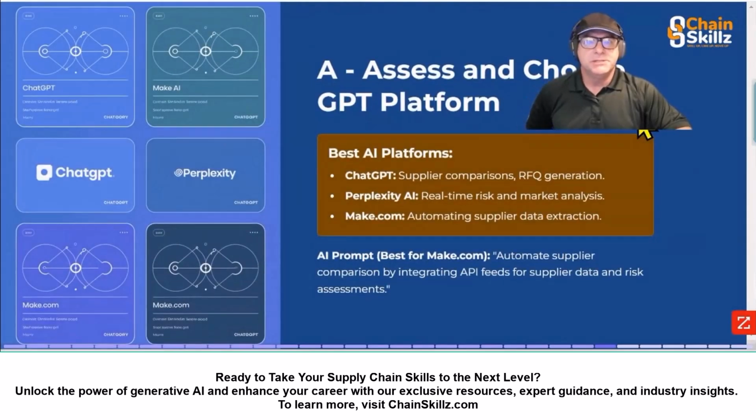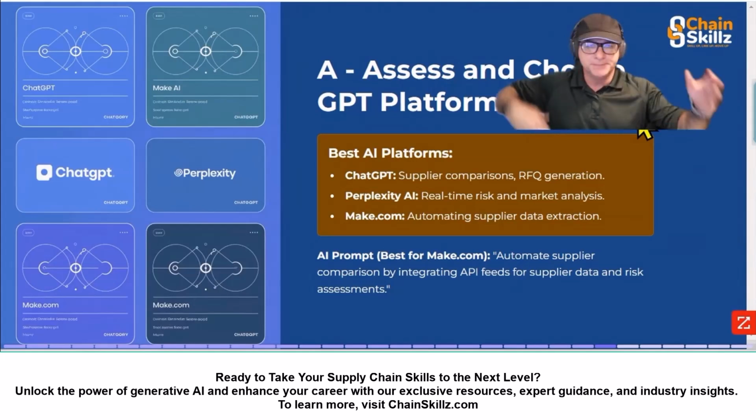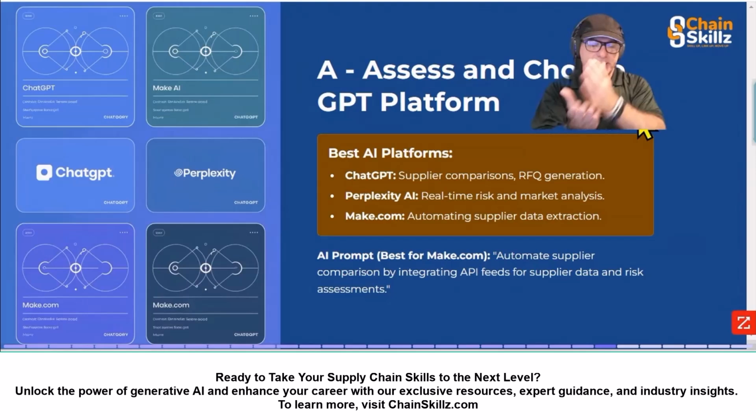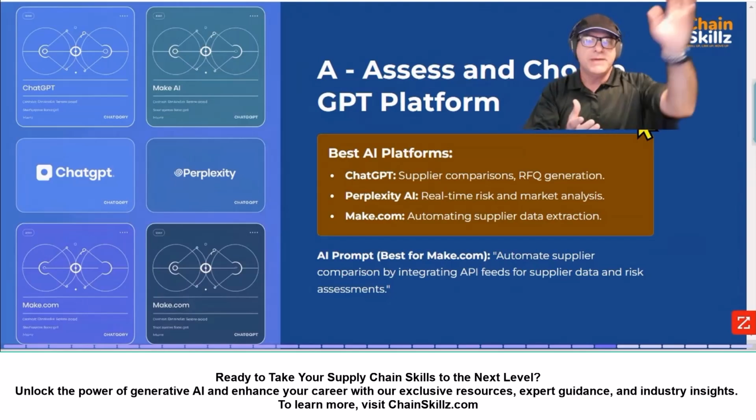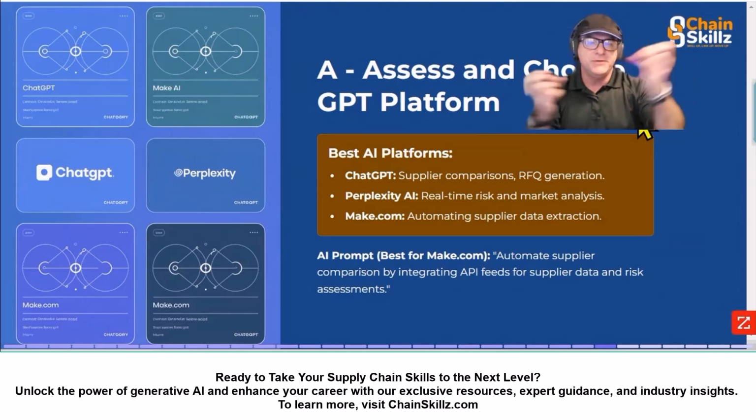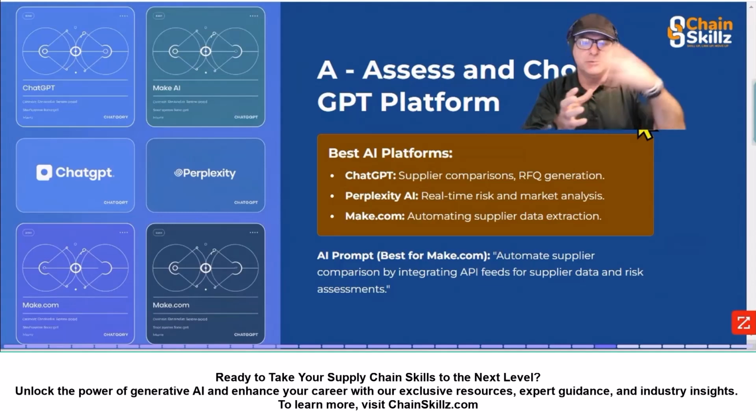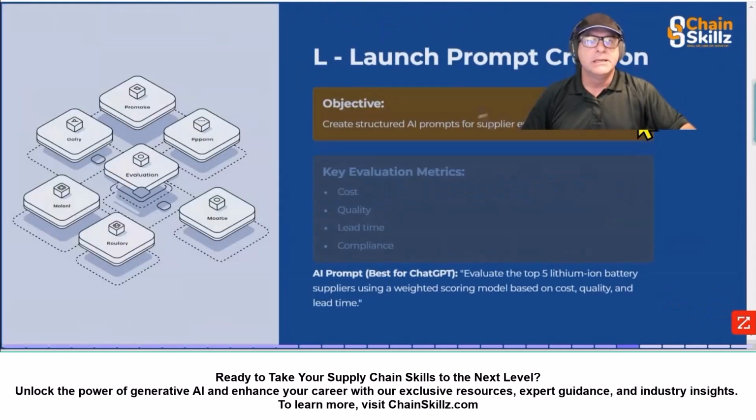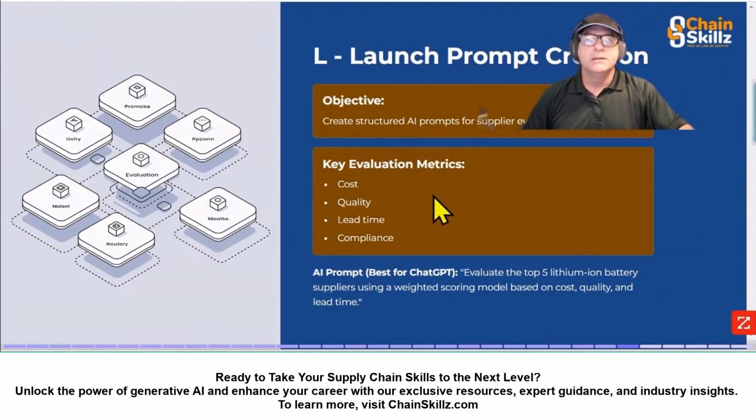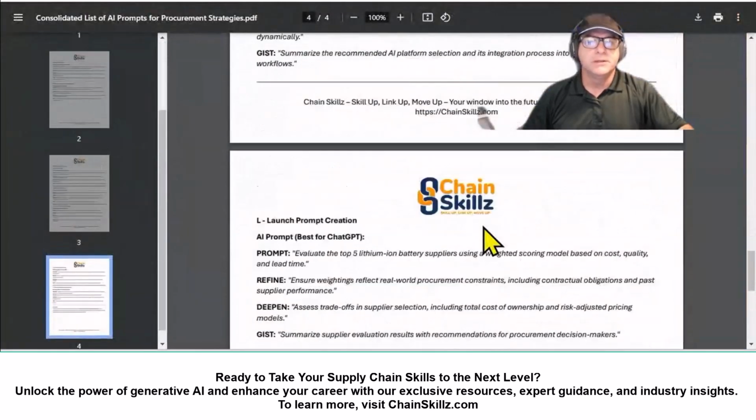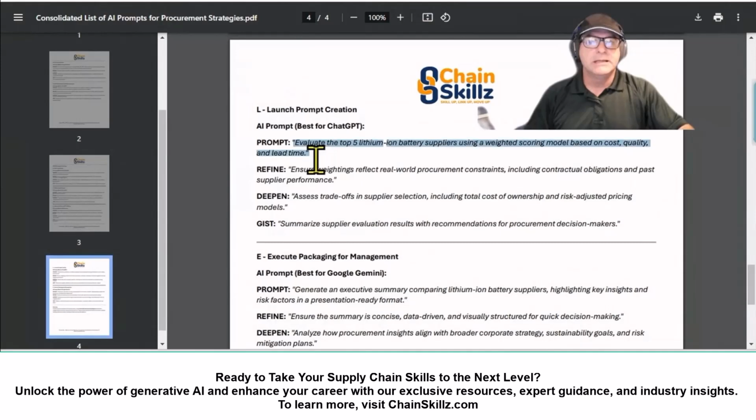Assess and choose the GPT platform. We know we're trying with ChatGPT. We could work that out. If you wanted to integrate real-time data, if you had a consistent battery requirement every month, you might have API feeds or data feeds that would feed you that data on a regular basis so that you can update your table every single day and not get worn out. Then we would launch it, and then we go here to our launch, evaluate top suppliers.